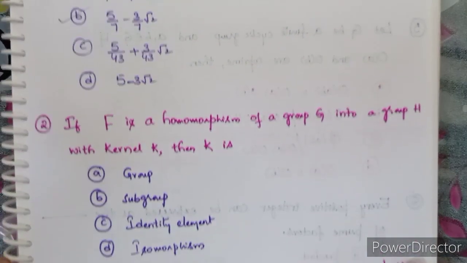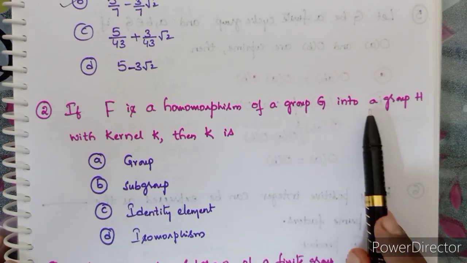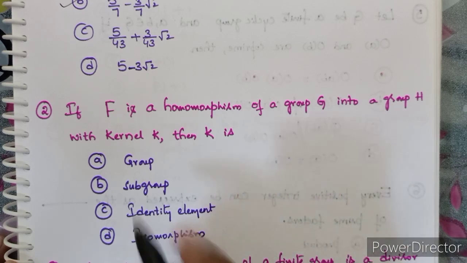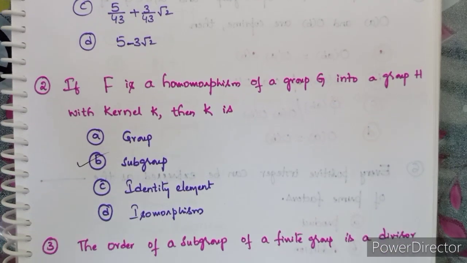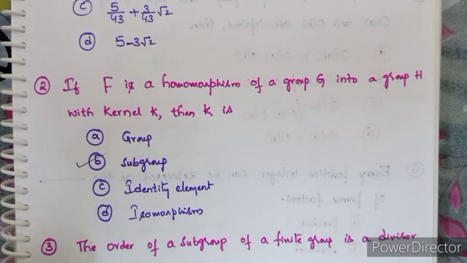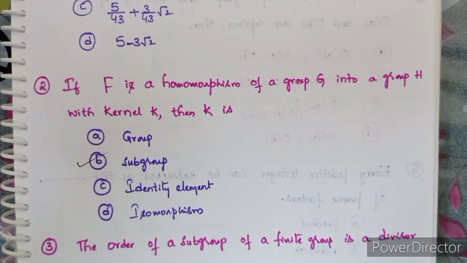Second question. If f is a homomorphism of a group G into a group H with kernel K, then the kernel is a subgroup of G. The given options are A, group; B, subgroup; C, identity element; D, isomorphism. The answer is subgroup. The kernel is a subgroup, so option B is correct.